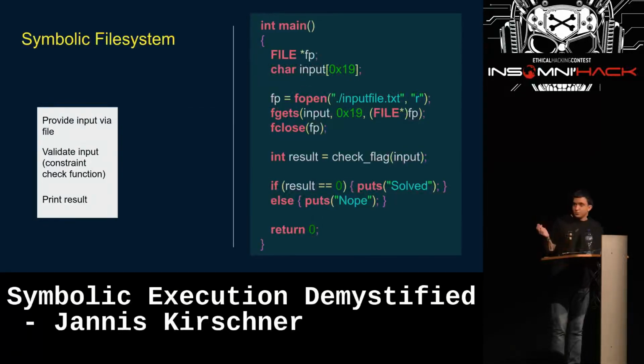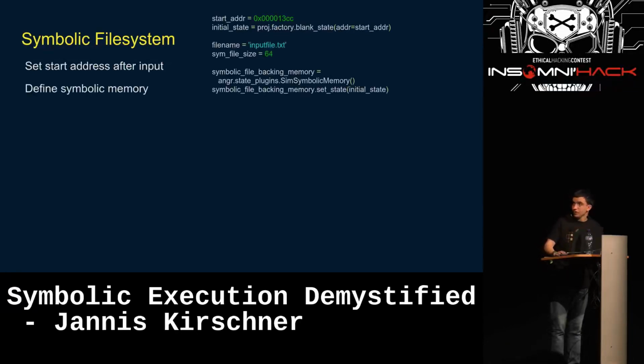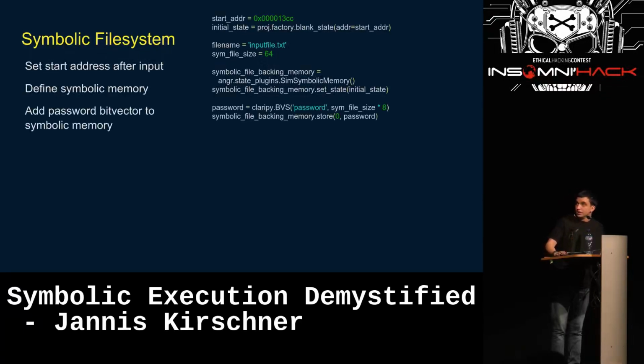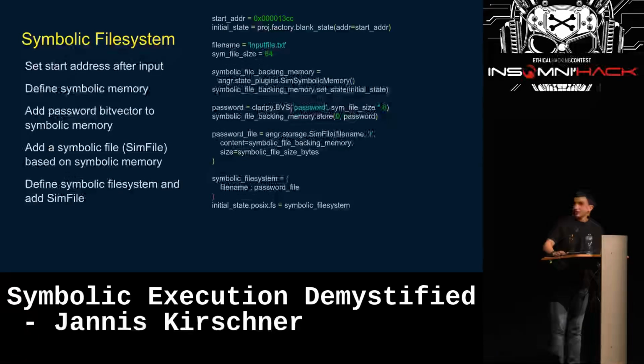Very similar is the symbolic file system. Imagine you don't provide your input over standard input, but over a file. This can happen in a real world situation or in a CTF. And the approach is pretty similar. We set our starting address after the input gets submitted. We define symbolic memory. And now comes some boilerplate code. We add our password bit vector to the symbolic memory. We add a symbolic file. We define the symbolic file system and the simulated file.